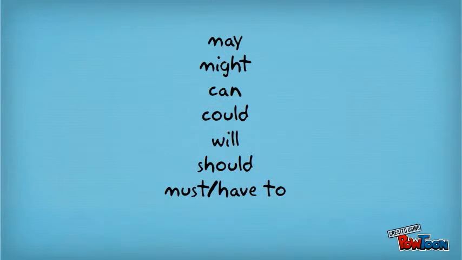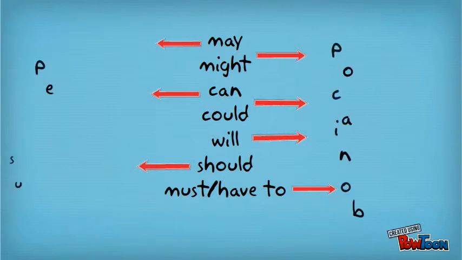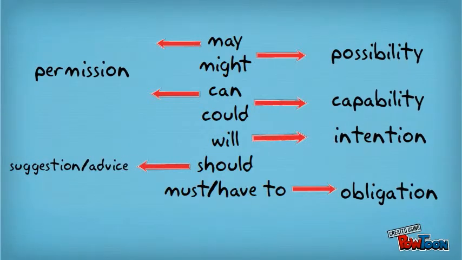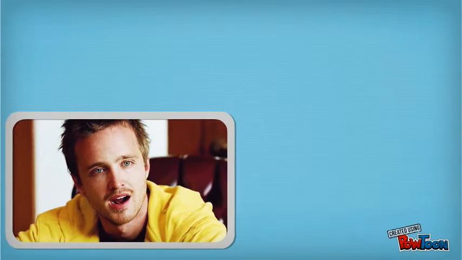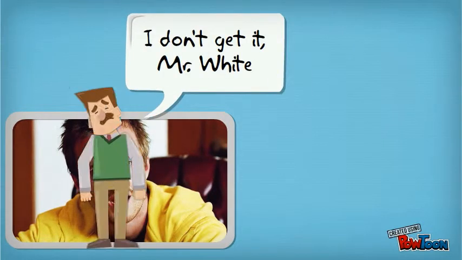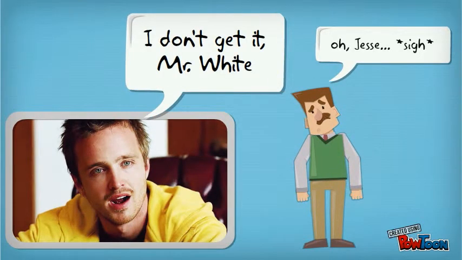The main modals in English are may, might, can, could, will, should, must, have to. And they can be used in different ways to express different attitudes, as you can see on the screen. So modals are a little bit confusing in that the sentences are a little bit more difficult to construct, but we're going to try to break it down into 3 simple rules.